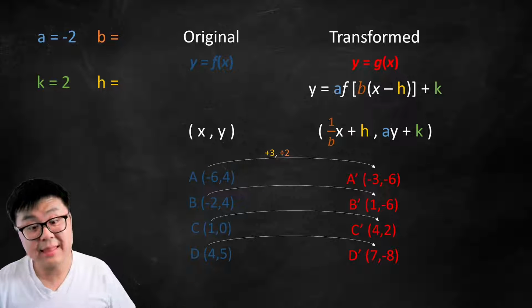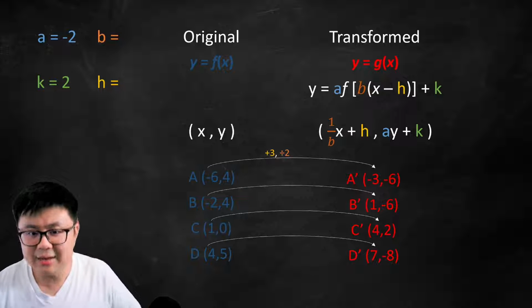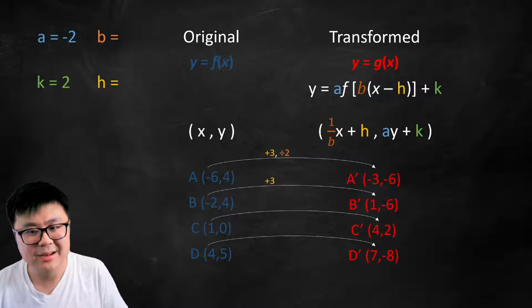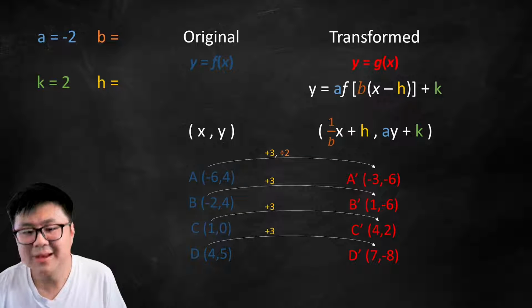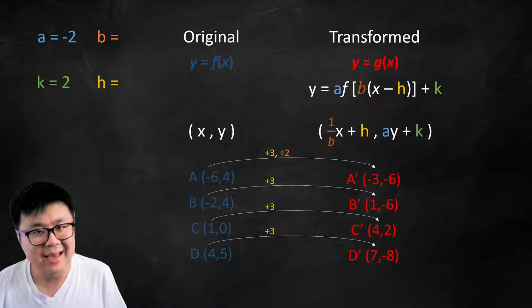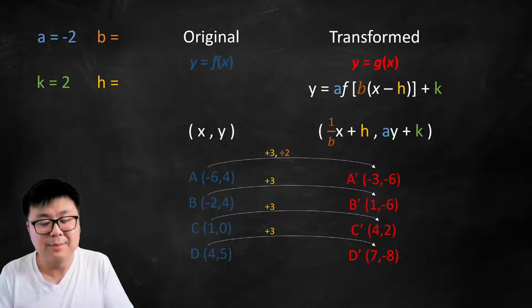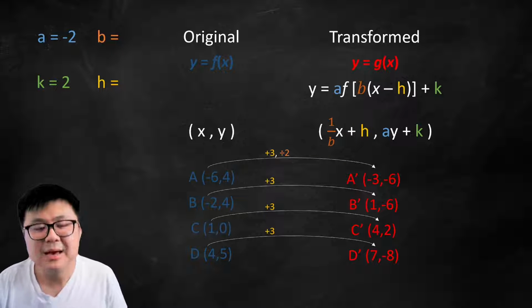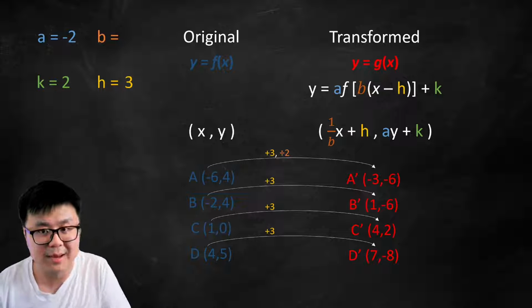Okay, now let's take a look at the next point, point B to B prime. How do we go from -2 to +1? Again, we can add 3, and now you see there is a common trend here. Look a little step further here. How do we go from point C to C prime? 1 to 4, add 3. 4 to 7, add 3. So it's pretty clear now that all my x values became their new x values by adding 3. It's consistent amongst all 4 points. That means my h would have to be +3 because I'm adding that to my x values.